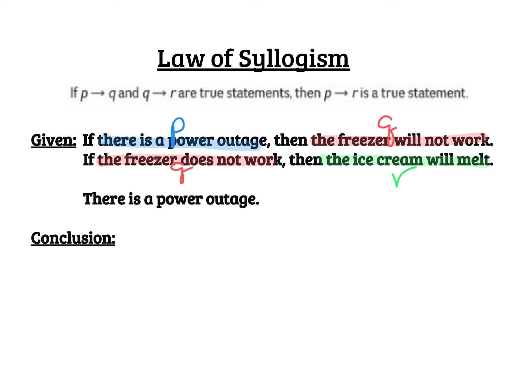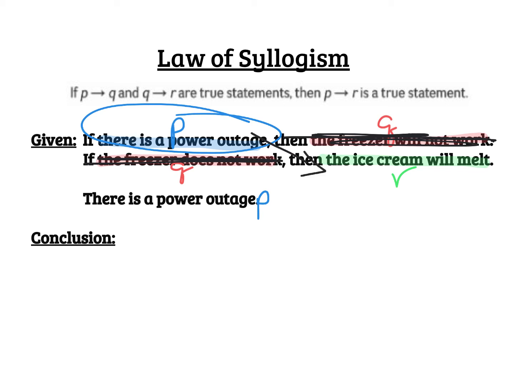There is a power outage. When I look at what I'm given here, I can tell that the power outage is the letter P. That's the original statement, right? What can I conclude? I can actually just go ahead and ignore Q, and I can say P implies R. If there's a power outage, then the ice cream will melt.